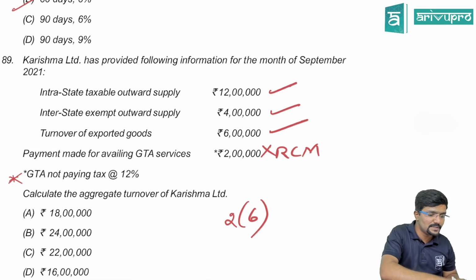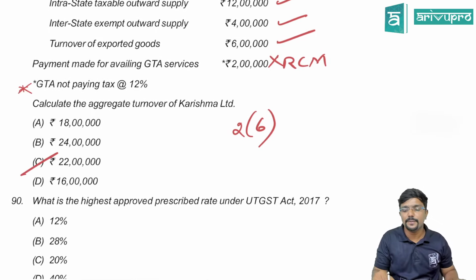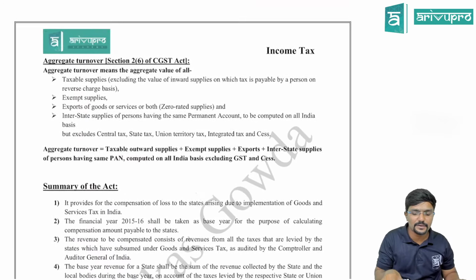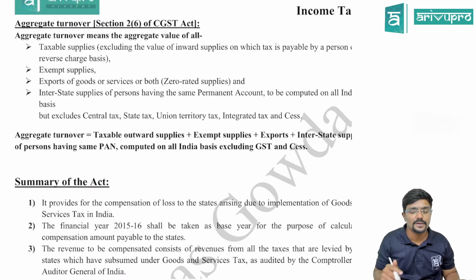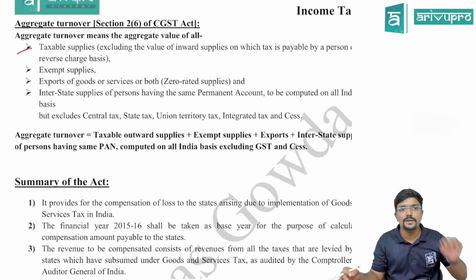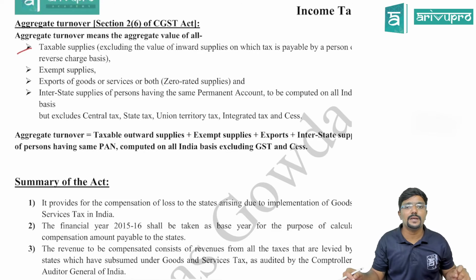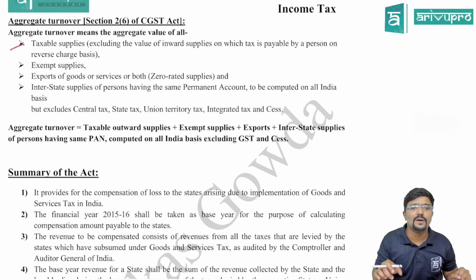So what will be your aggregate turnover? 12 plus 4 plus 6, it is 22 lakhs. This is as per the aggregate turnover definition, guys. You can see here, first point itself. Aggregate turnover means the aggregate value of taxable supplies excluding the value of inward supply on which tax is payable by a person on reverse charge basis.